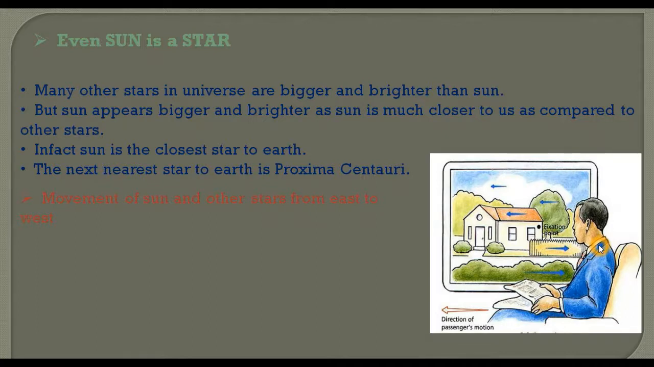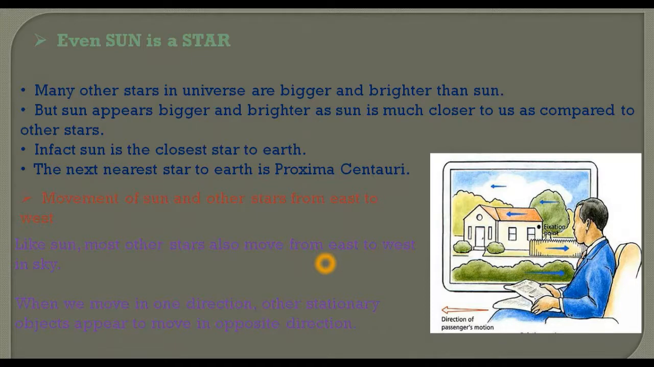Similar thing happens here. We know that the sun rises in the east in the morning, travels in the sky the whole day, and then sets in the west in the evening. So the sun appears to move in the sky from east to west. Same is the case with all the other stars.